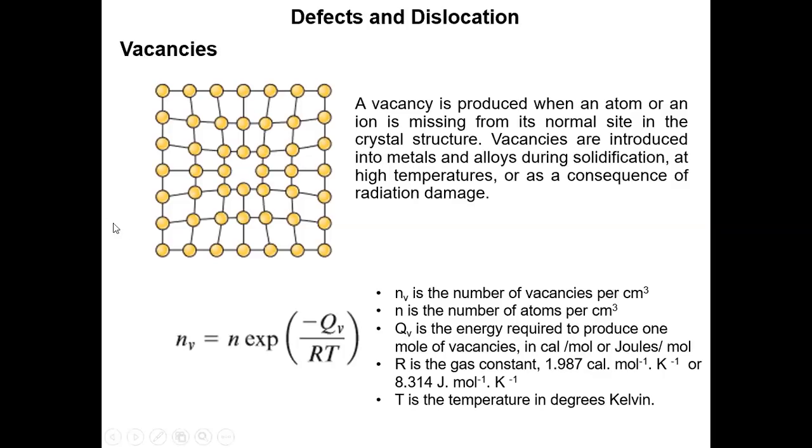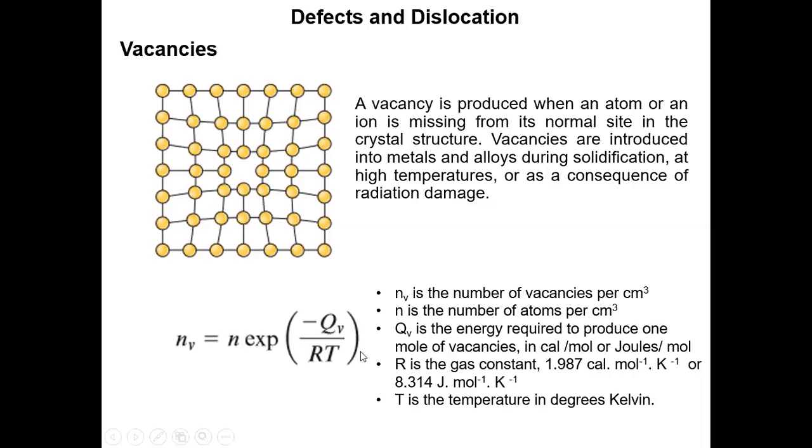Here NV is the number of vacancies per centimeter cube. Right? The number of vacancies at a certain temperature per centimeter cube. Then N is the number of atoms per centimeter cube. Right? Then QV is the energy required to produce 1 mole of vacancies. The units can be calories per mole or joules per mole.